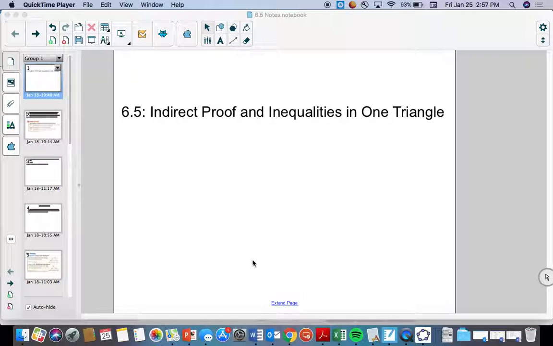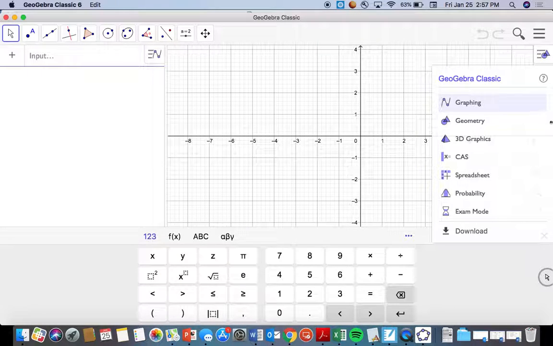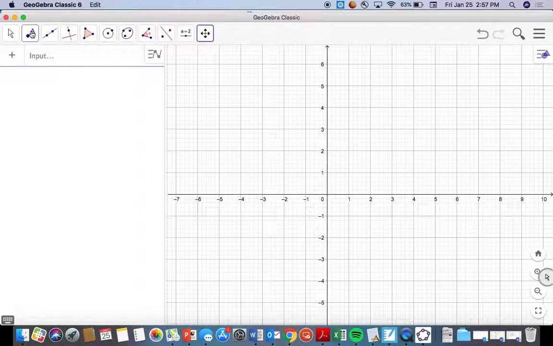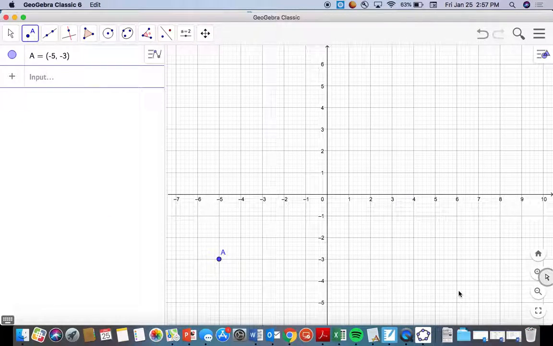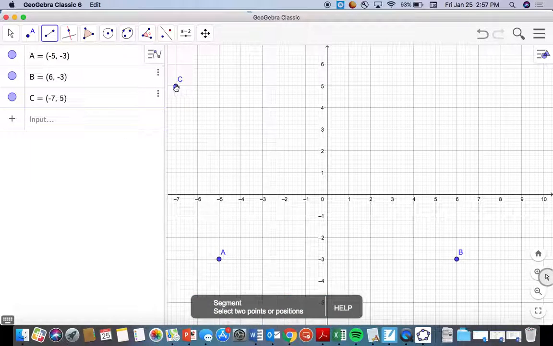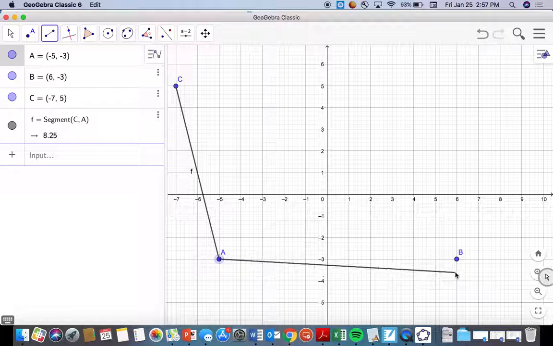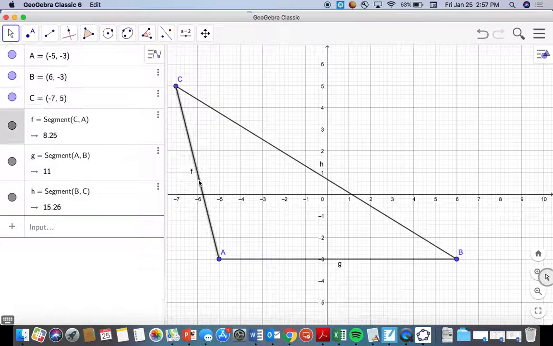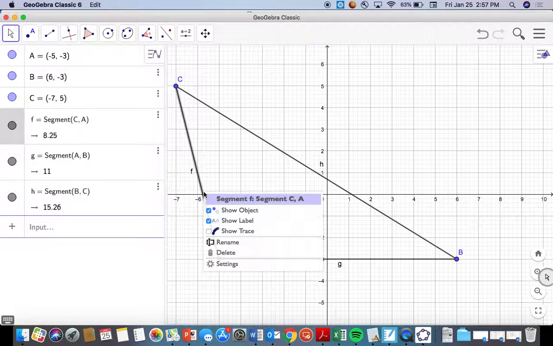So I'm going to skip over the indirect proof part, and I'm just going to go straight to the triangle inequality stuff. So the first thing I'm going to do here is graph quickly an obtuse triangle and just try and make it as big as I can so you guys can see it. And I'm going to connect those sides together and make it so that it's scalene. So let's see what these lengths come out to be.